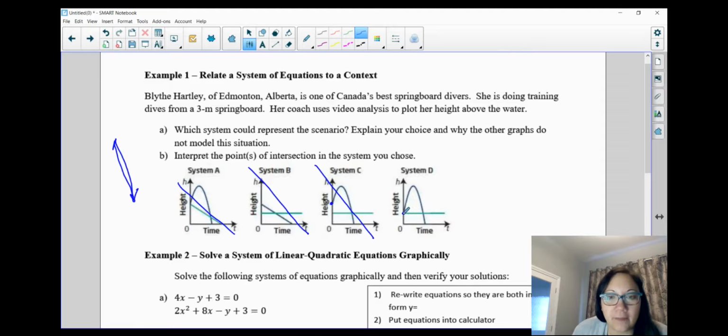Now interpret the points of intersection. So here's one of the points of intersection, and here's another one. Those are the two spots where the line meets the parabola. So the first point here on the left represents her standing on the 3 meter board at the start of the dive.